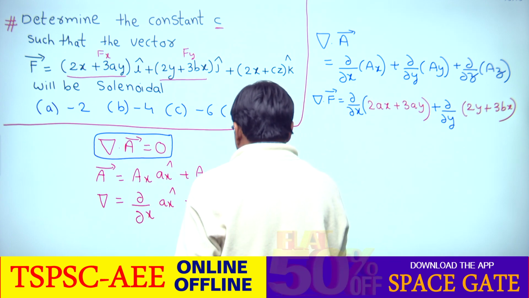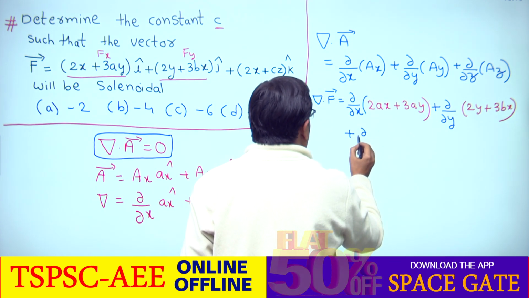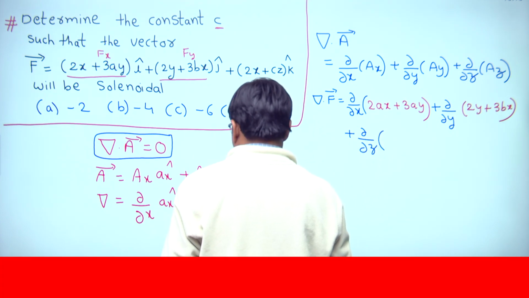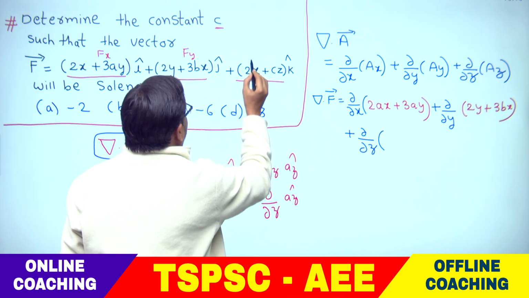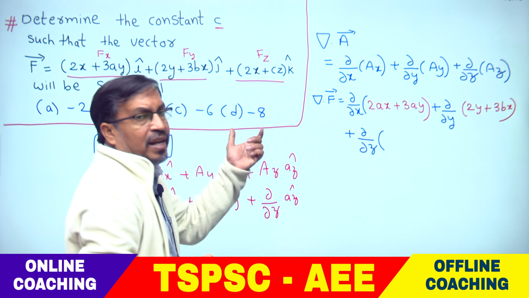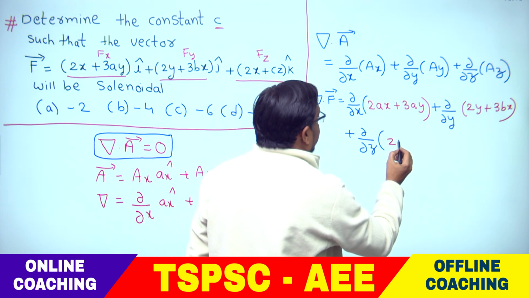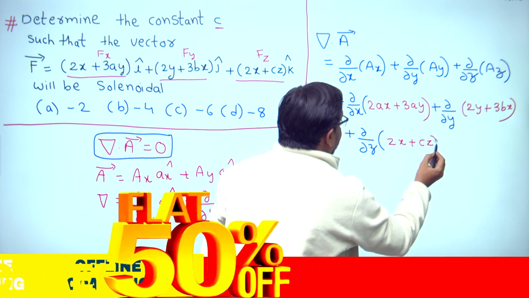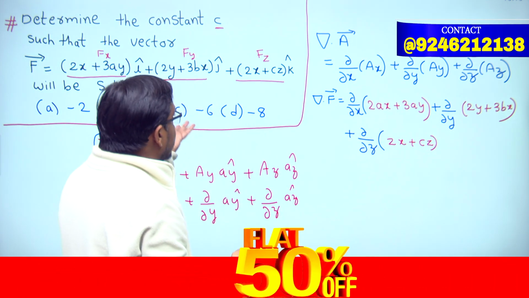Similarly, the third term is plus dou by dou z of the z component, that is Fz. Fz equals 2x plus cz, so I am writing here 2x plus cz. This is the divergence, but the question already says the given vector is solenoidal.